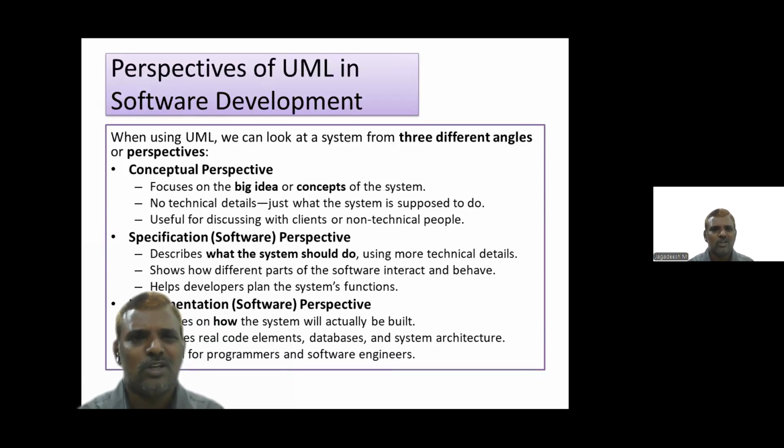Right. Now, what are the various perspectives through which it can be visualized? That is the next question. When we are using this UML, we can look at a system from three different angles or perspectives. One is the conceptual perspective. Conceptual means you look into a system only concept-wise. You will look at how the system will work. That is called the conceptual perspective.